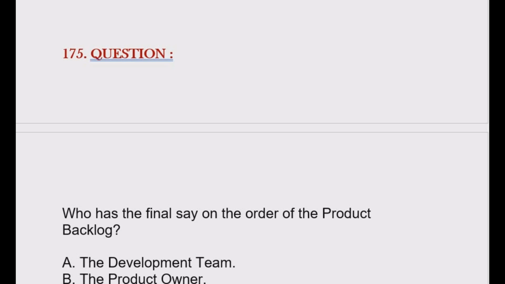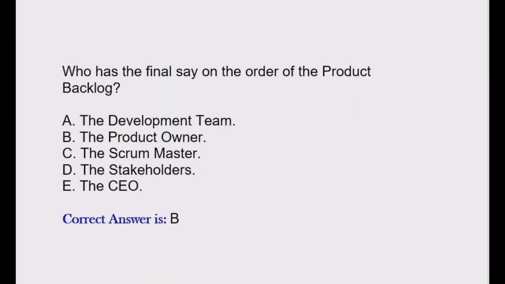Question is, who has the final say on the order of the product backlog? Option A, the development team. Option B, the product owner. Option C, the Scrum Master. Option D, the stakeholders. Option E, the CEO. Correct answer is option D.